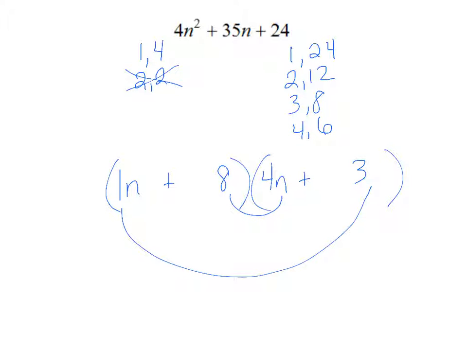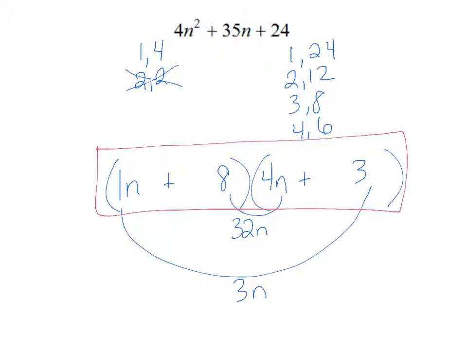I don't know, what's that going to get us? 32n and 3n. There's our 35n. We've got it. Okay, n plus 8, 4n plus 3. That one took us a while. And that's going to happen. Sometimes you get lucky, sometimes you don't.